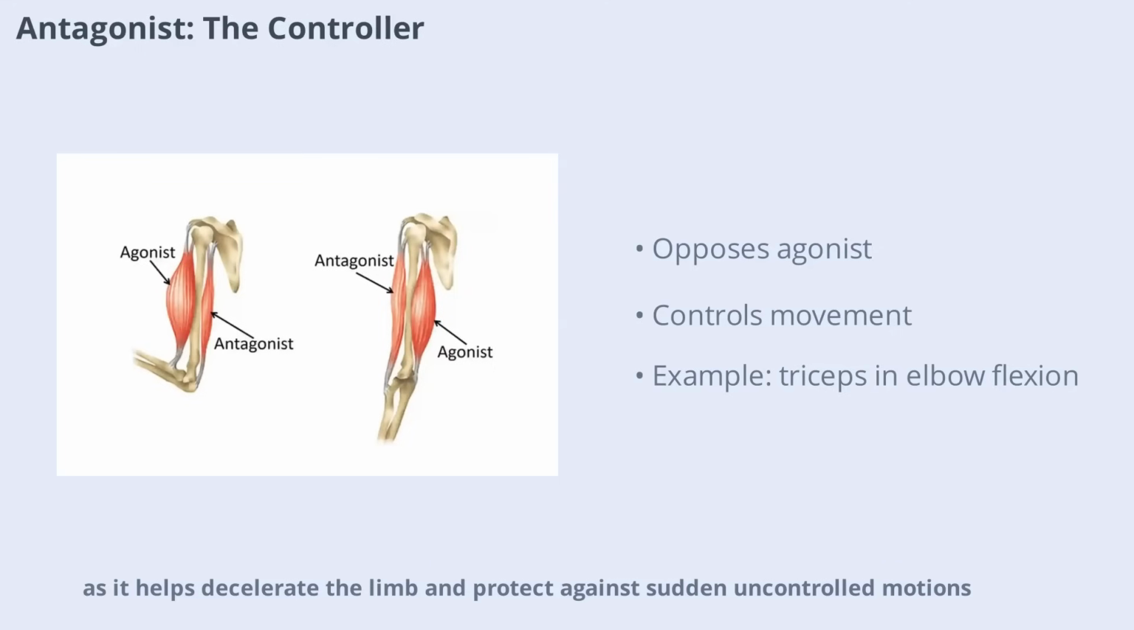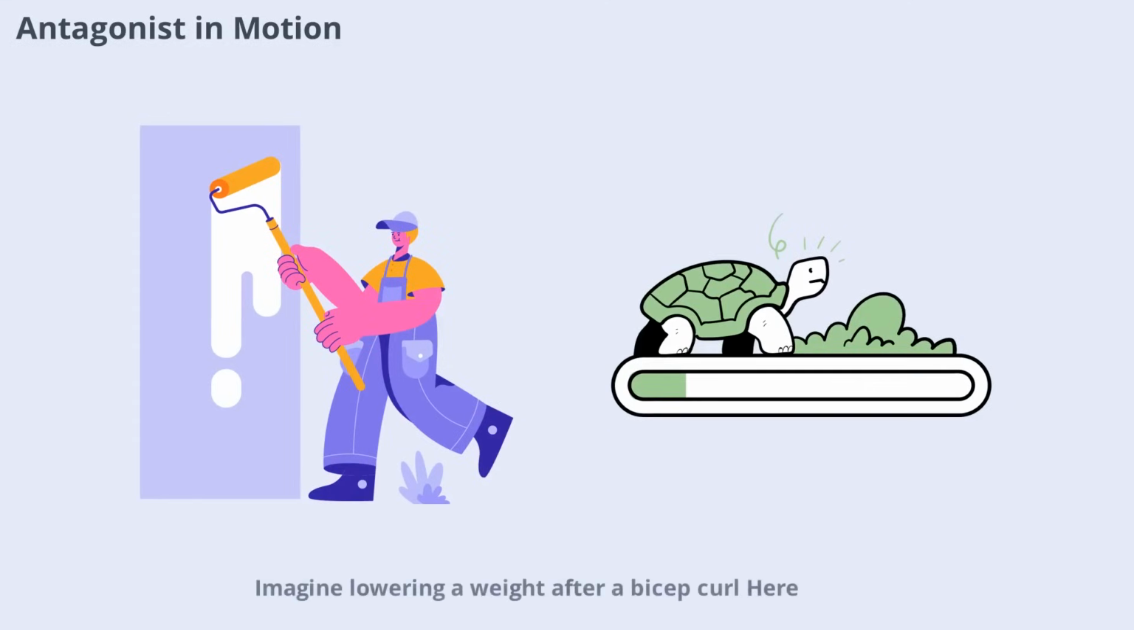Imagine lowering a weight after a bicep curl. Here, the triceps brachii contracts to control the descent, acting as the antagonist. This coordinated action between agonist and antagonist muscles ensures that movements are not only powerful but also controlled and safe. The balance between these two roles is essential for efficient and injury-free motion.